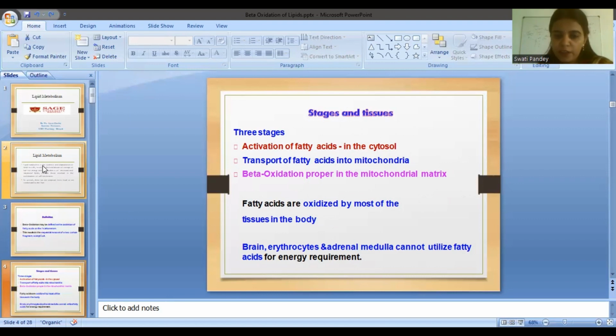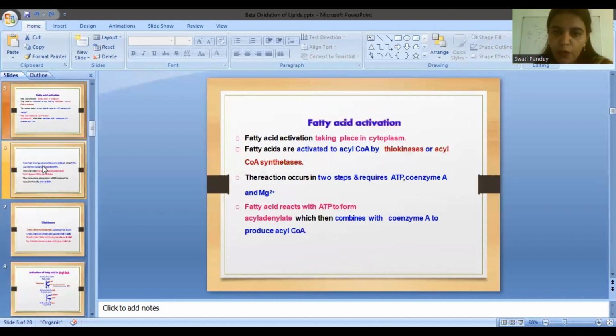So fatty acids are oxidized by almost all the tissues in the body, except the brain, erythrocytes and the adrenal medulla, which cannot utilize the fatty acid for their energy requirement.